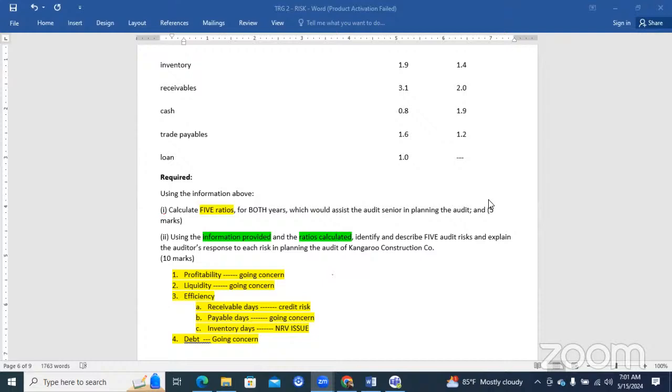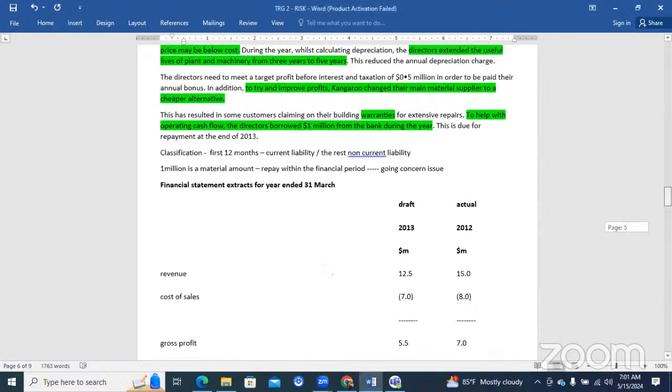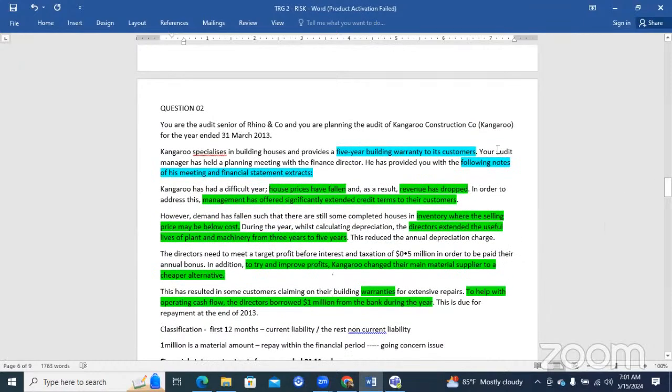Now, students, concentrate. Now, let's take the story. Here, you are the audit senior of Rhino and Company planning your audit of Kangaroo Construction for the year ended 31st March 2013. 31st March 2013 is the year end. Why should you understand the year end? Because a cutoff issue arises. We can identify the cutoff issue. So cutoff is a matter here.